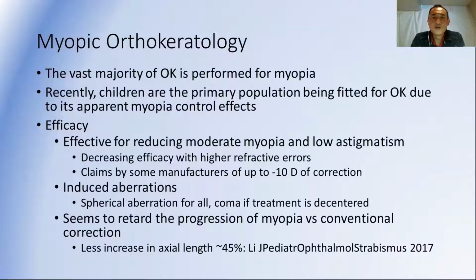The vast majority of Ortho-K is performed for myopia, even in adults. And recently, like I said, children are the primary population being fitted for Ortho-K due to its apparent myopia control effects. In terms of efficacy for myopia correction, it's very effective as long as you stay within the bounds of what Ortho-K can do. Like I said, with the FDA, it's approved for up to -6 diopters of myopia and 1.75 astigmatism. The efficacy does decrease as the myopic refractive error increases.